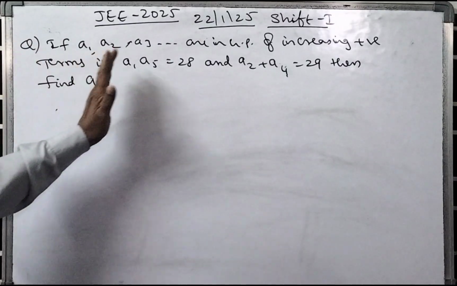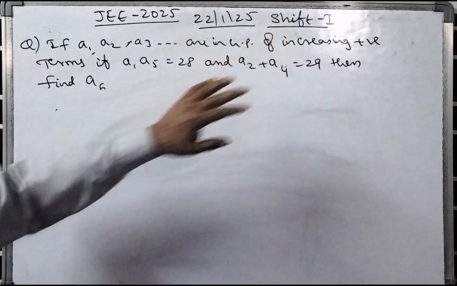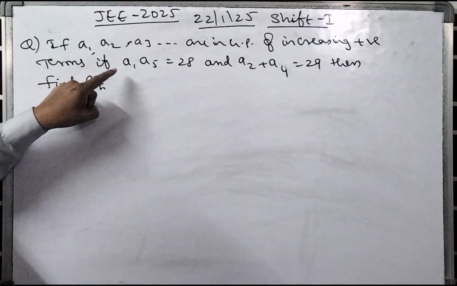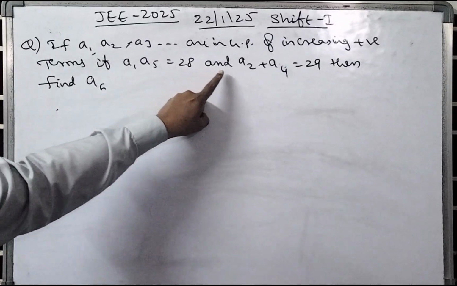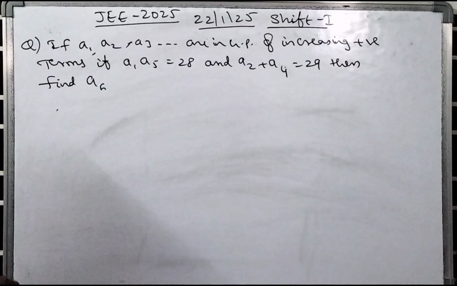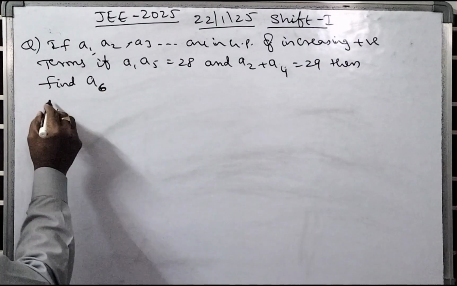Right. Now see here, this is January 22nd, again shift 1 paper. If A1, A2, A3 and so on are in GP of increasing positive terms, if A1 A5 is equal to 28 and A2 plus A4 is equal to 29, then find A6. So this is the given problem. Let us try to solve it.